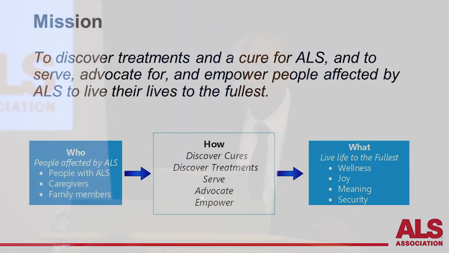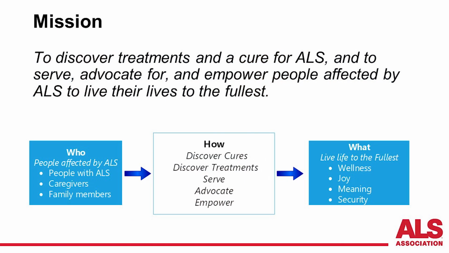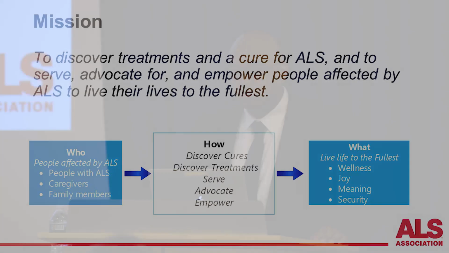So I wanted to take a few minutes to talk about what the ALS Association is and what we do here. Our mission is to discover treatments and a cure for ALS and to empower people affected by ALS to live their life to the fullest. So we're working for people who have ALS, their caregivers, their family members, and we're working to discover cures and treatments and provide services and to empower and fight for people who have ALS.